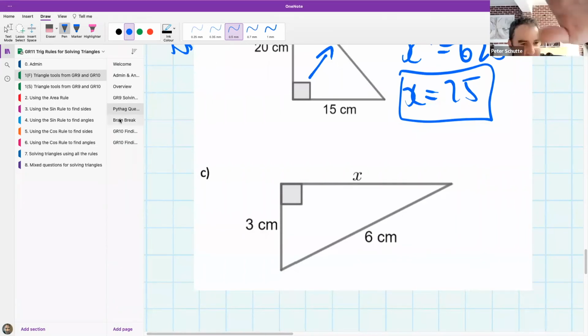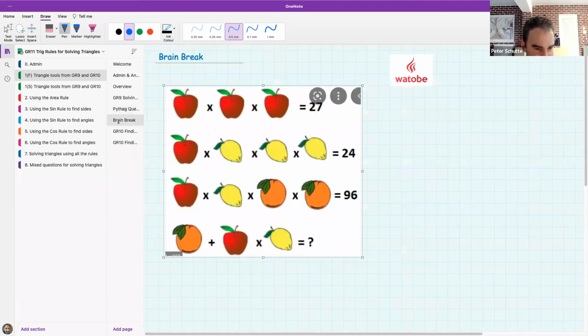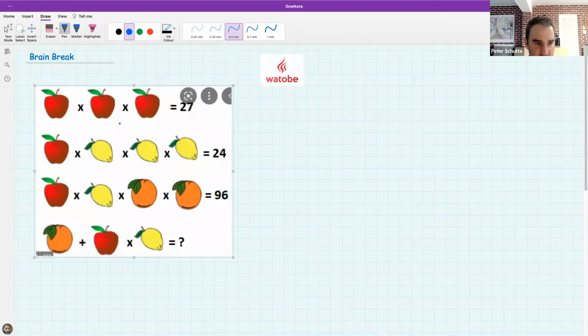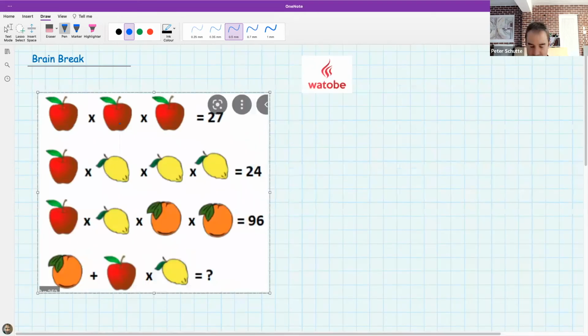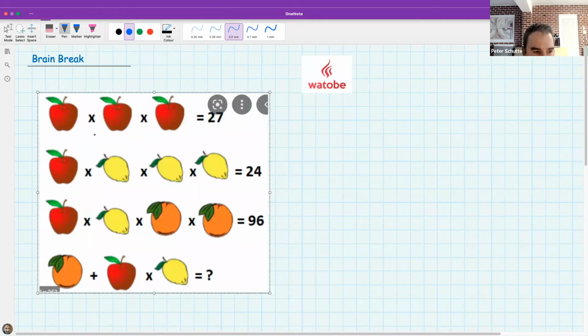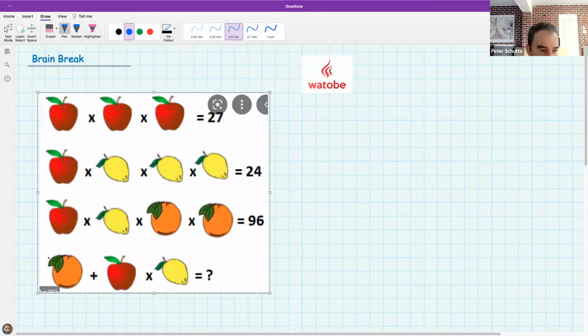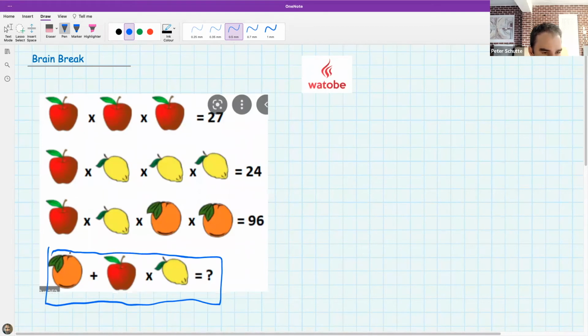Okay, cool. Let's do the brain break. This is a fun little task that we like to do to keep it interesting. Can you work out what a red apple is worth in this particular puzzle? We'll do this together. The goal is to find out what this is worth at the very bottom, but in order to get there, we're going to use our powers of thinking. We're going to start with: what is a red apple if a red apple times a red apple times a red apple is 27?